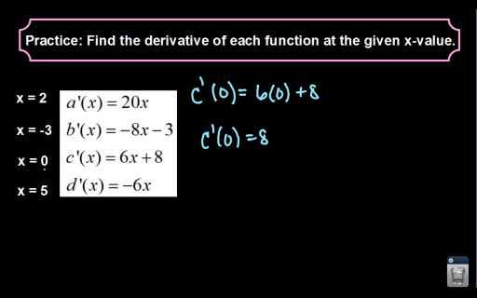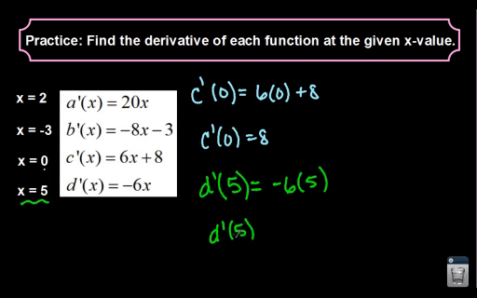Alright, and finally, moving on to d prime of x. I am finding my slope when x equals 5. I certainly picked large numbers here. d prime of 5 equals negative 6 times 5. Everywhere I see x, I'm putting in 5. So basically, on my curve, when I substitute 5 in, I'm looking at the point where x equals 5. My slope of my tangent is negative 30. So this is our first negative slope.